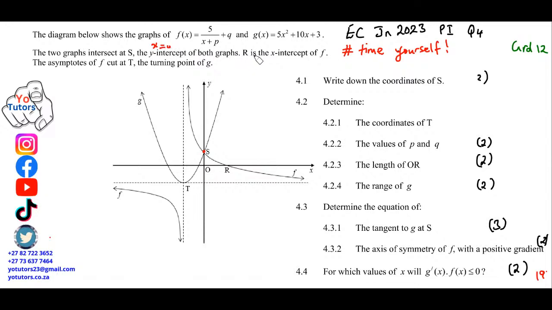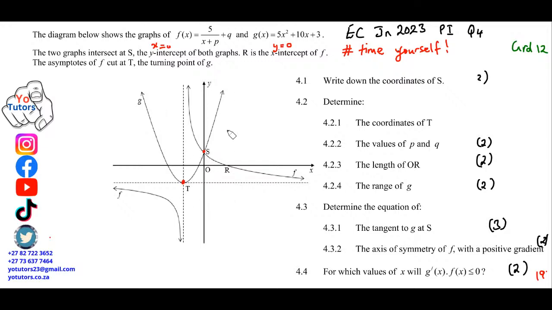Then R is the x-intercept of f. So here at the x-intercept, where the graph cuts the x-axis, y is equal to 0. Now, the asymptotes of f cut at T, the turning point of g. So here we have the turning point, which is the turning point of g.